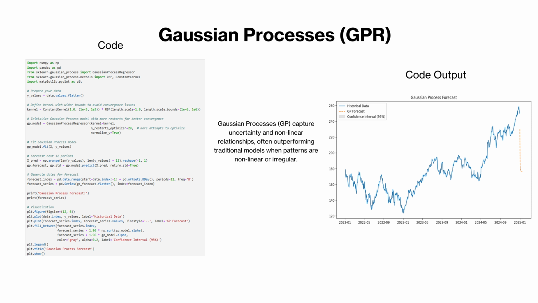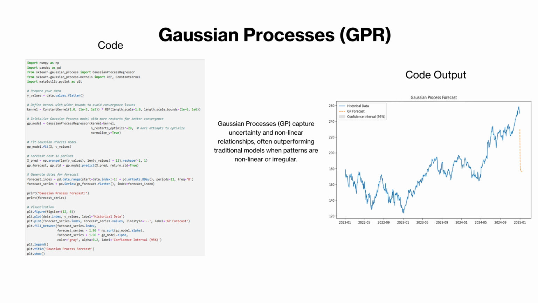By initializing the Gaussian process regressor with multiple optimizer restarts and Y-value normalization, we give the model the best chance to find robust hyperparameters. Once fitted, it predicts mean values and standard deviations for the next 12 business days, which we align to actual calendar dates in a pandas series.